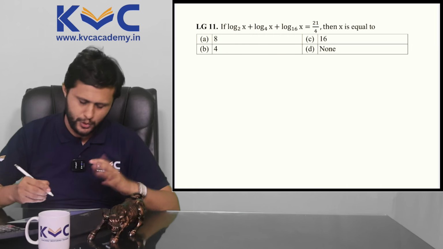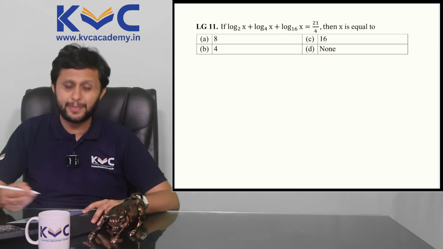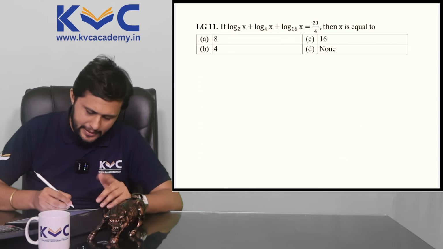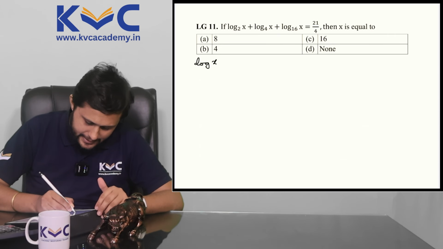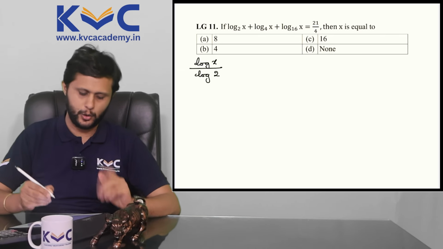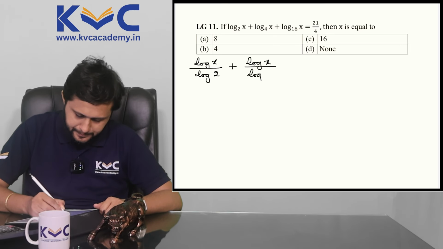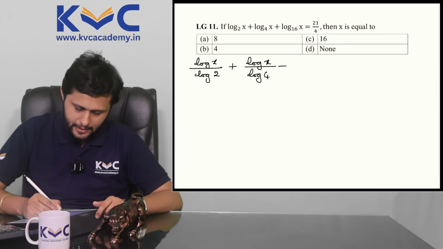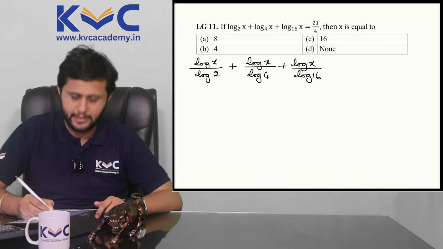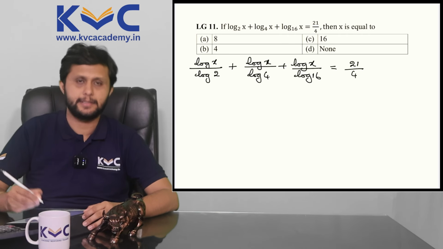We're not going to do that. I'll show you the actual method. So if you see over here, we have log x, log x, log x, but in different bases. So my first step is change the base. So I'll rewrite the given question. Log x by changing the base divided by log 2 plus log x divided by log 4 plus log x divided by log 16. I hope you have no doubt up till here. Right hand side remains as it is.